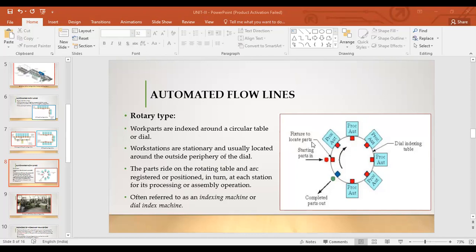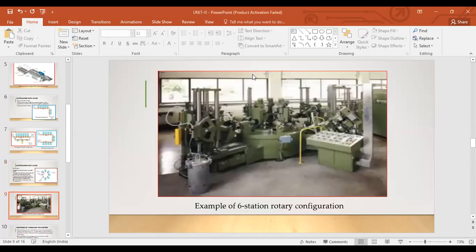Okay, clear? Rotary type. Okay, so that's your rotary type, and that's how it looks. Your rotary type of configuration.